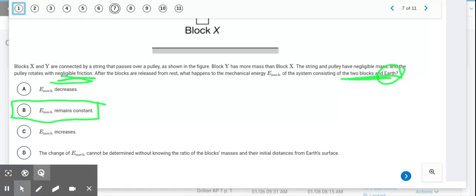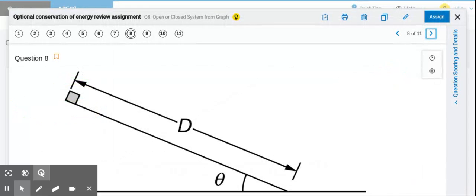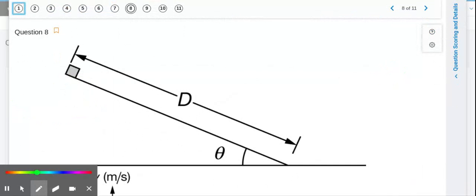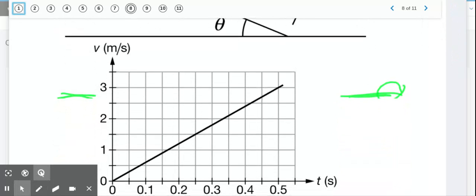Done. Boom. Also, we're doing the energy conservation unit, so there's that. But whatever. Oh, we got to erase.